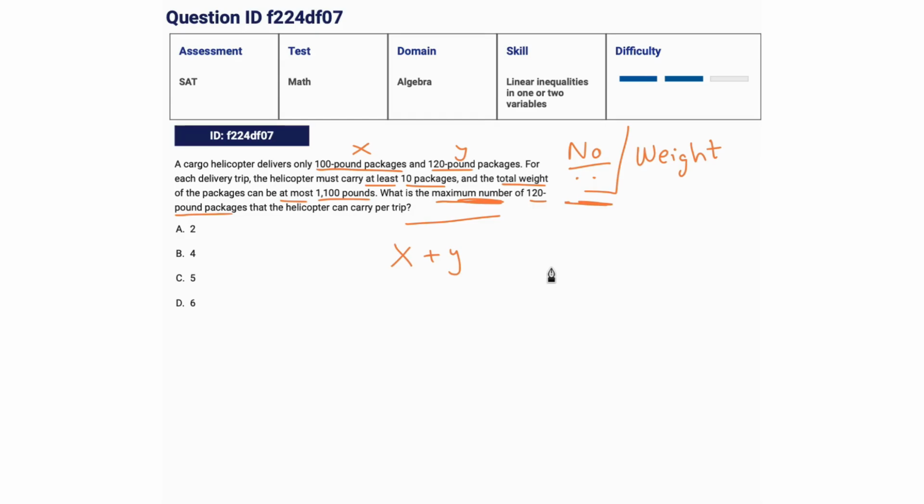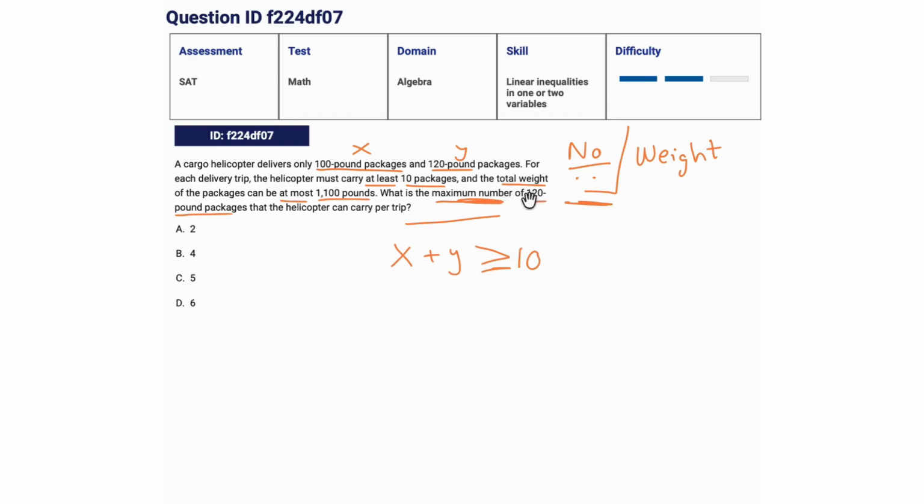That means this helicopter can certainly deliver more than 10 packages. So we're going to write this as an inequality. The number of packages can be more than 10, however, it should be at least 10. So X plus Y is greater than or equal to 10. It cannot be lower than that. That is the minimum.